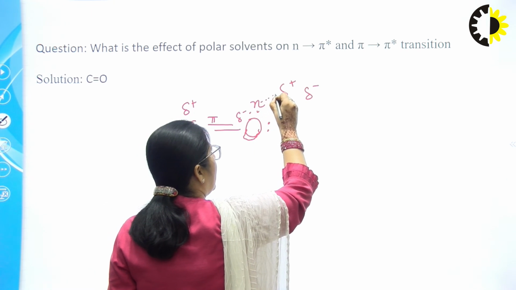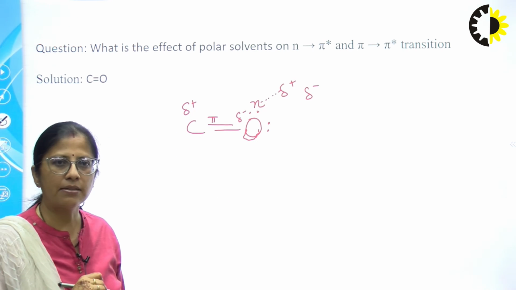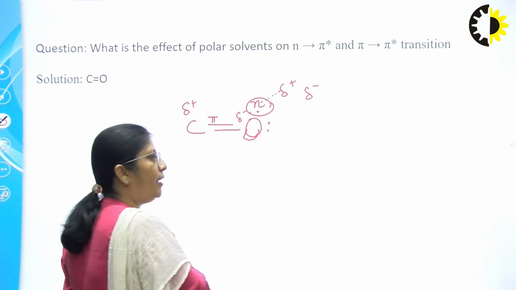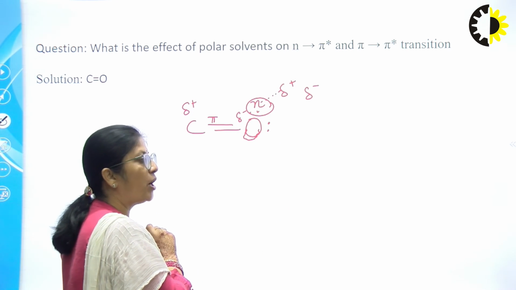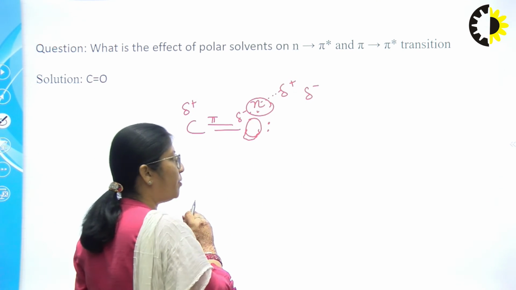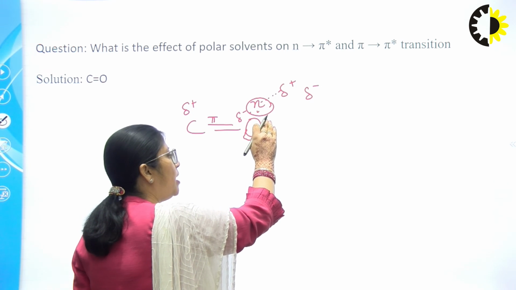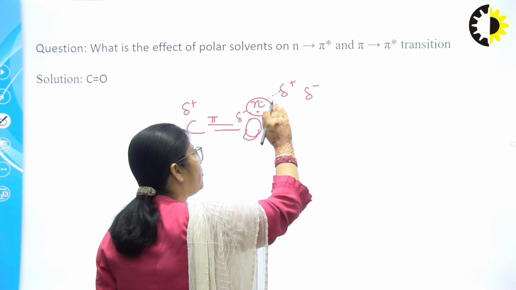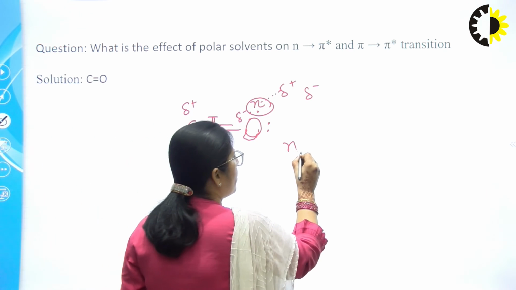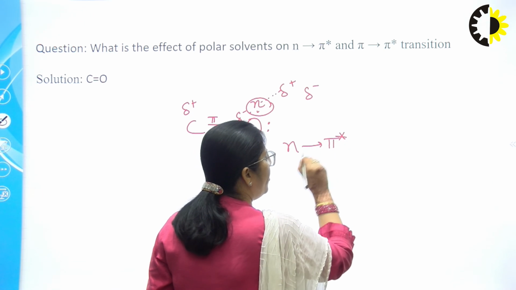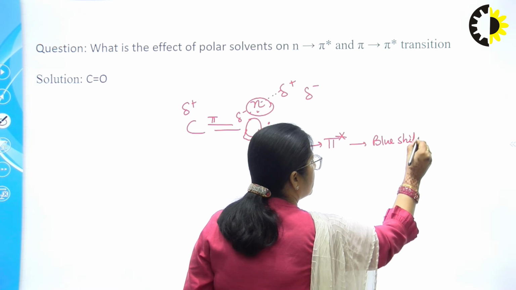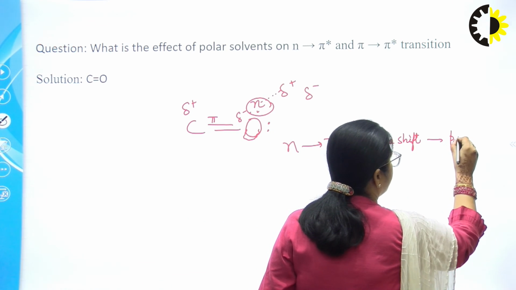So n electrons will bind with the delta positive charge. For the excitation of these bonded lone pair of electrons, we require higher energy than when the polar solvent was not present. When they were free, they require lower energy, but in the presence of polar solvent, the energy required for excitation of the lone pair of electrons increases. So the n to pi star transition will show blue shift when the solvent is polar.